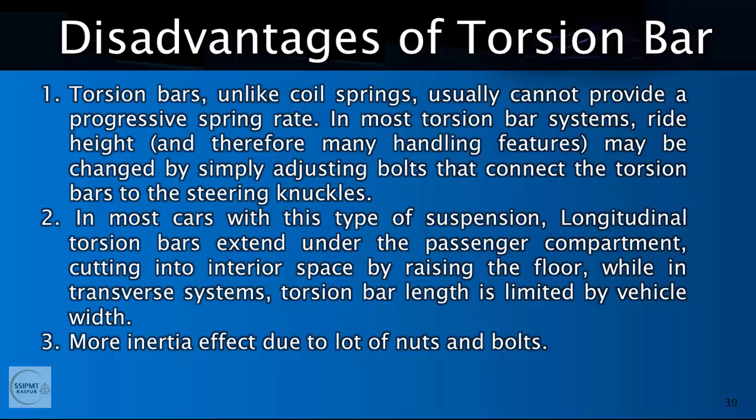Second, in most cars with this type of suspension, longitudinal torsion bars extend under the passenger compartment, cutting into interior space by raising the floor in case of longitudinal torsion bars. While in transverse systems, torsion bar length is limited by vehicle width. You cannot increase the length of the torsion bar more than the width of the vehicle. So this is the limitation. Third one is more inertia effect due to lots of nuts and bolts, right?